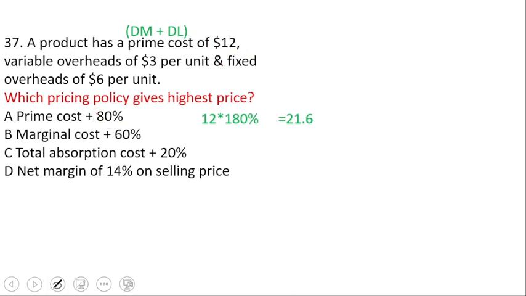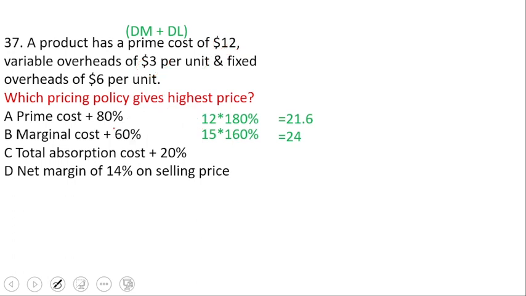Option B, marginal cost plus 60%. Marginal cost is nothing but variable cost. So here there are two variable costs. One is a prime cost of $12 and the other one is variable overheads of $3. So 12 plus 3 gives $15 multiplied by 160% because they've said 60% plus. So the selling price amounts to $24.